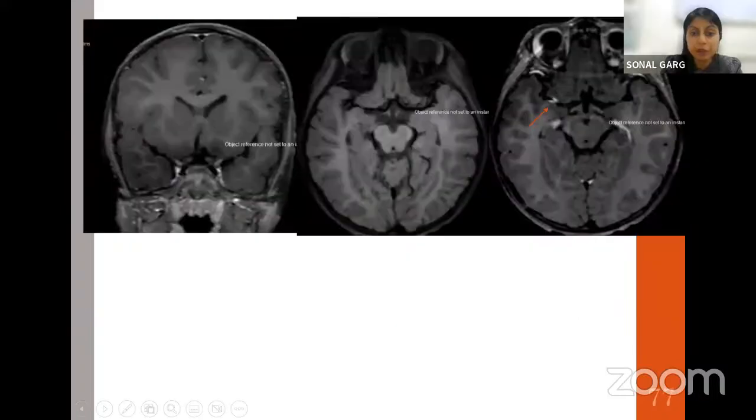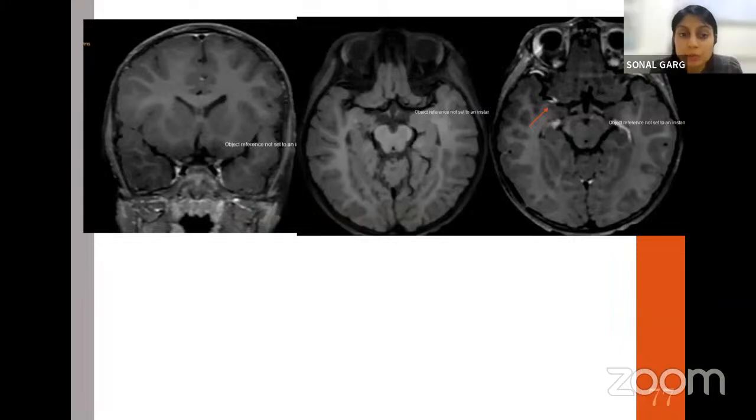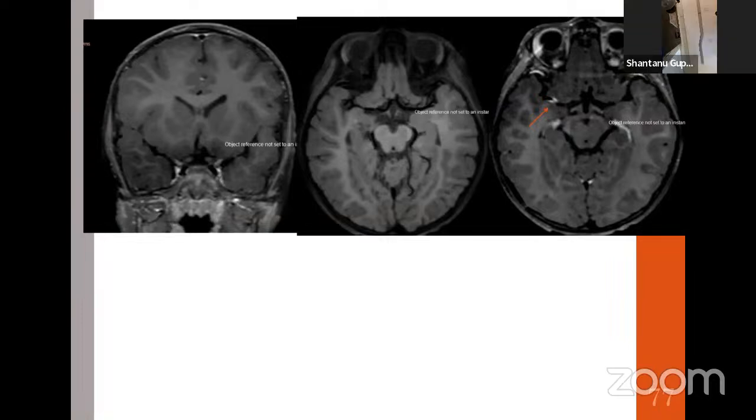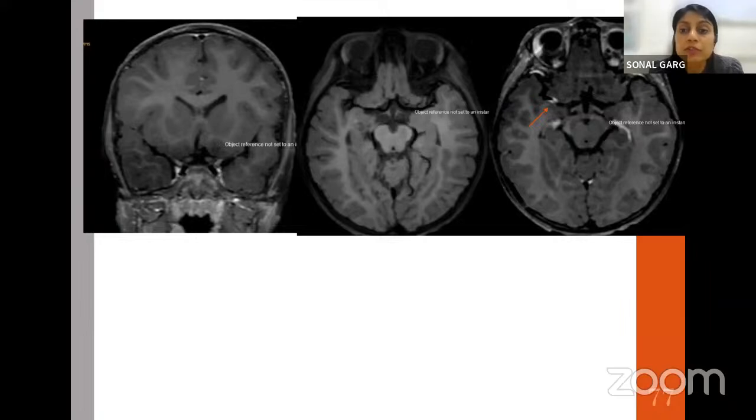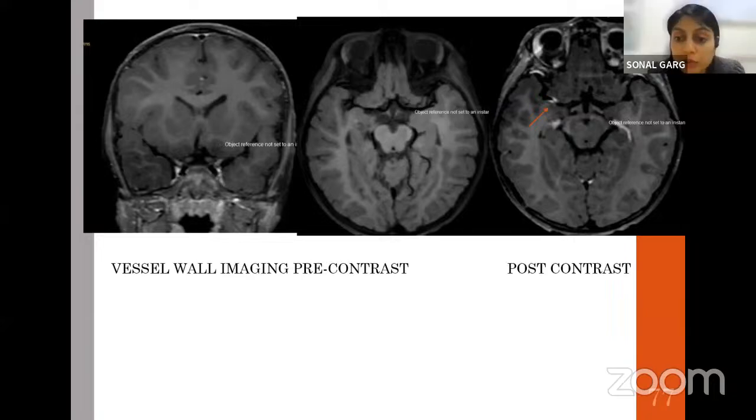DSA is a very good option, but as we all know, DSA is invasive. So we have something called vessel wall imaging, which is a high resolution imaging of the vessel walls. And here you can see that there is focal contrast enhancement in that region of the vessel. And this is something called focal cerebral arteriopathy. So this is something that we can use for arteriopathies and vasculitis.